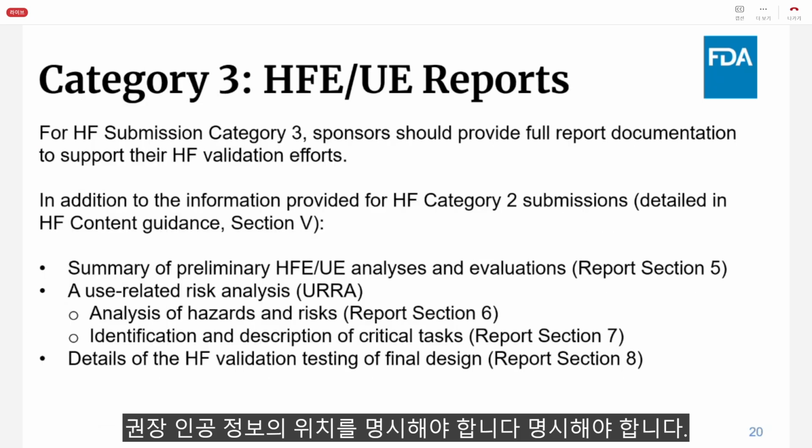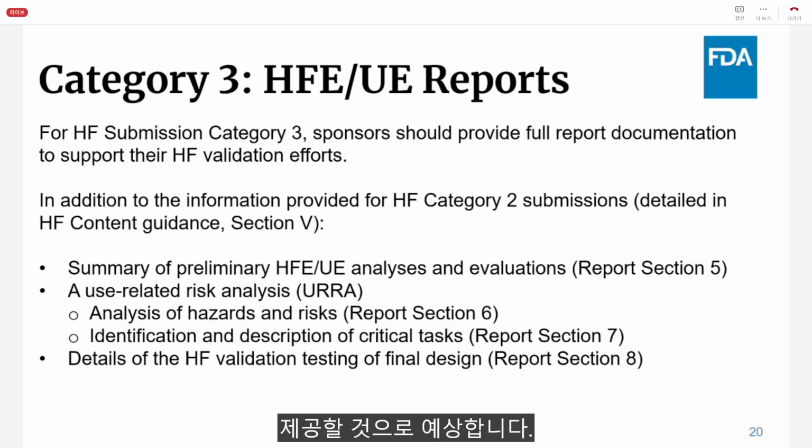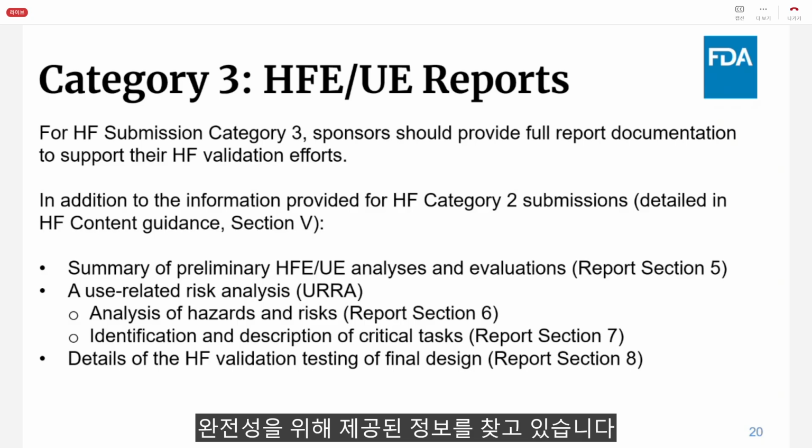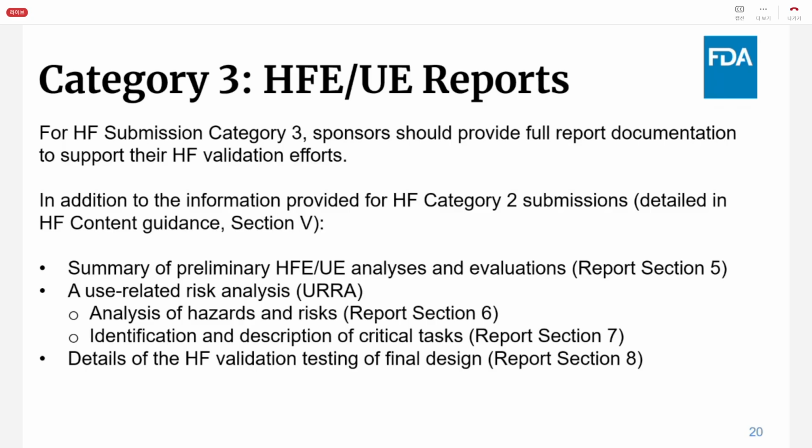For human factors submission category 3, we anticipate that the sponsor or manufacturer will provide a full human factors engineering or usability engineering report. For completeness, we are looking for the information provided for human factors submission category 2, as well as the following: a summary of preliminary human factors engineering or usability engineering analyses and evaluations, a use-related risk analysis or URRA, an analysis of hazards and risks, identification and description of critical tasks, and details of the human factors validation testing of the final device design.